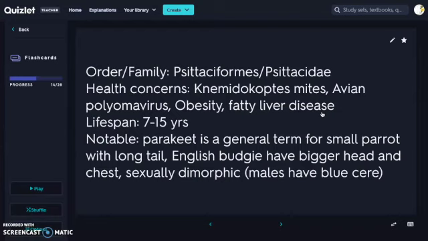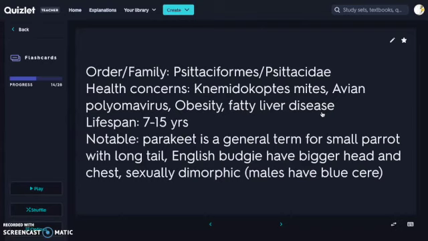Obesity is huge with them. Also fatty liver disease. So if we feed them too many seeds, they end up getting what's called fatty liver disease, because there's so much fat in those seeds that we feed them that their liver goes into overload, and it almost becomes toxic, right? So they can't process all of that fat. So that fat is stored in the liver, and so they get fatty liver disease. Lifespan is anywhere from 7 to 15 years.